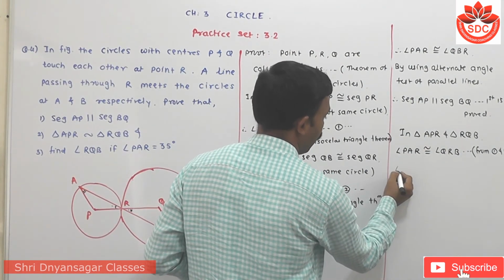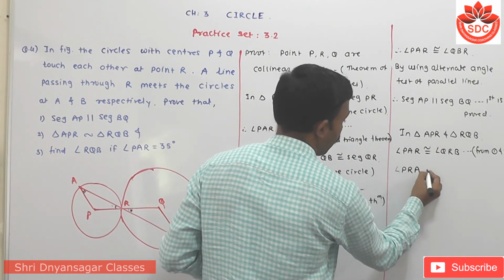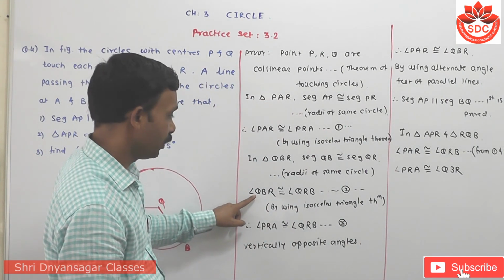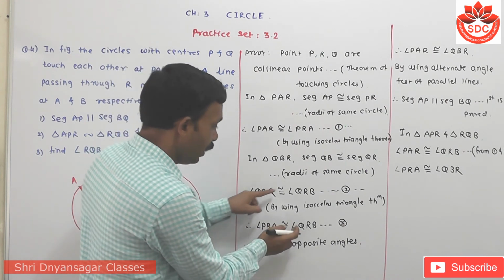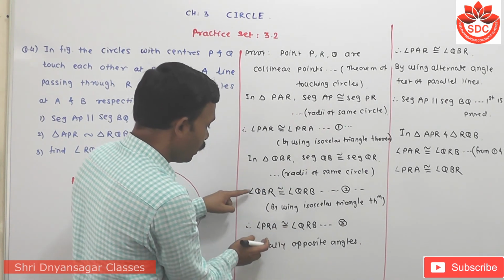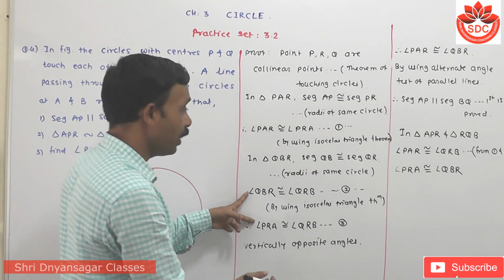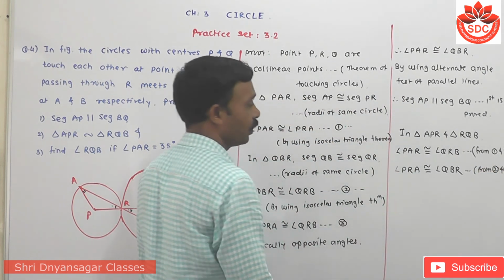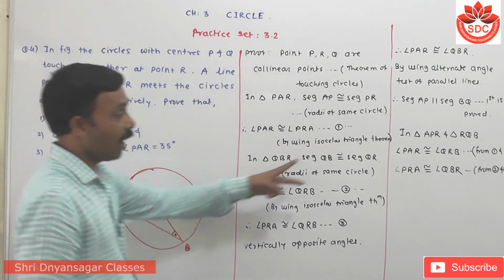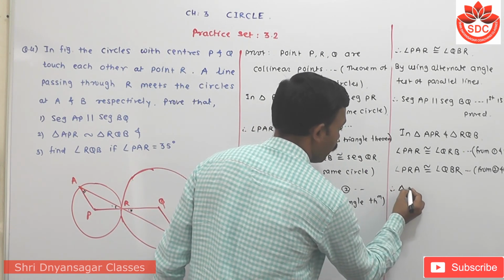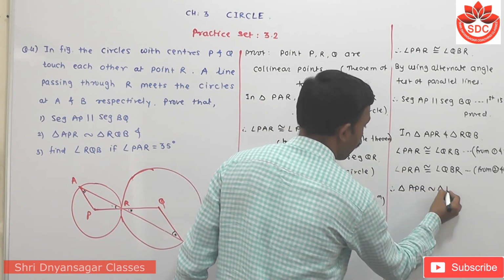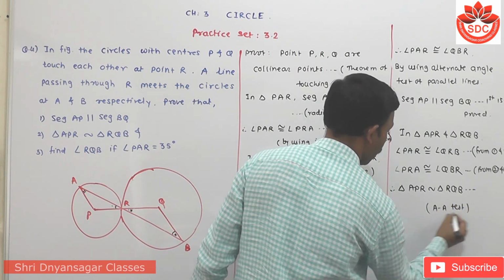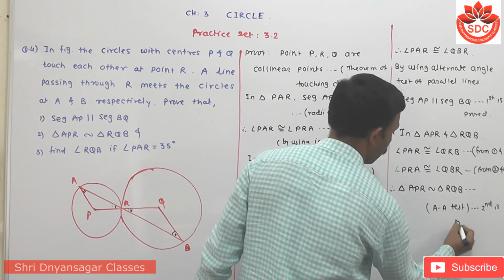Next, angle PRA is congruent with angle QBR. Look at this one, second and third. QBR is congruent with QRB, and QRB is the same as PRA. So by using this, PRA is also congruent with QBR. I have to write the reason: from second and third. Then observe carefully, two angles are congruent, so these two triangles, APR is similar with triangle RQB by AA similarity test. Hence our second is true.